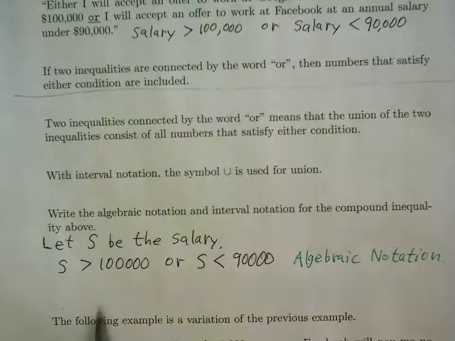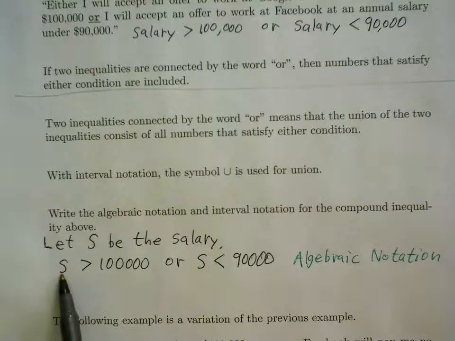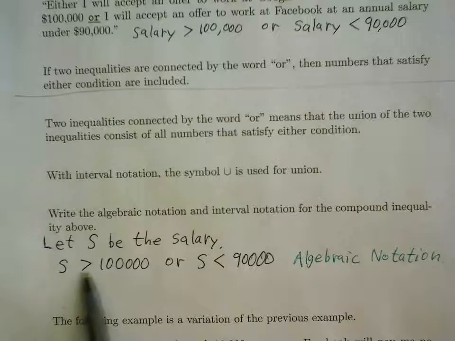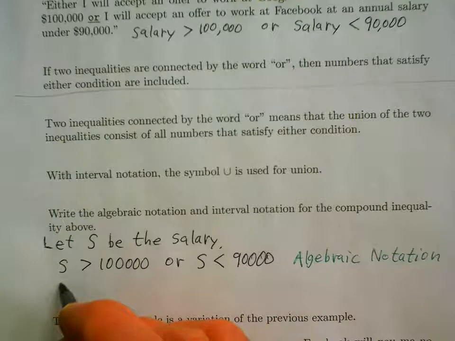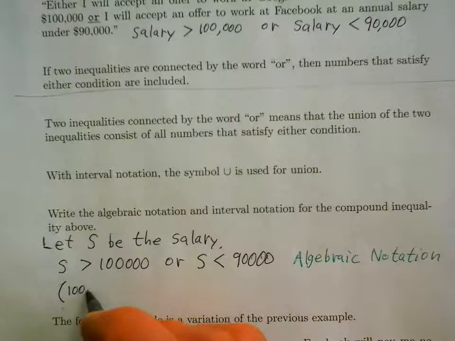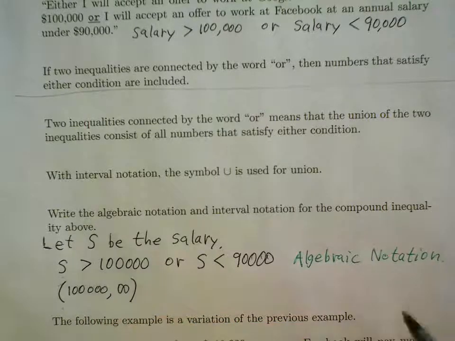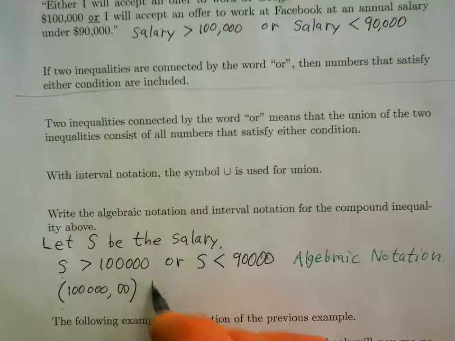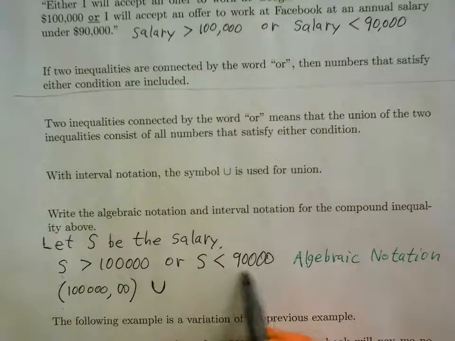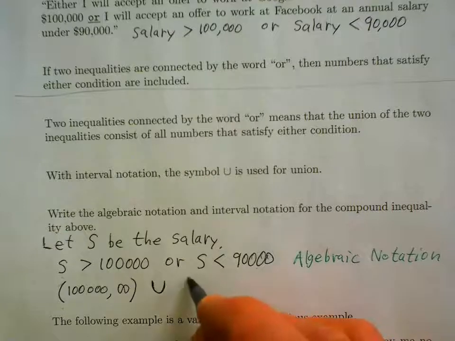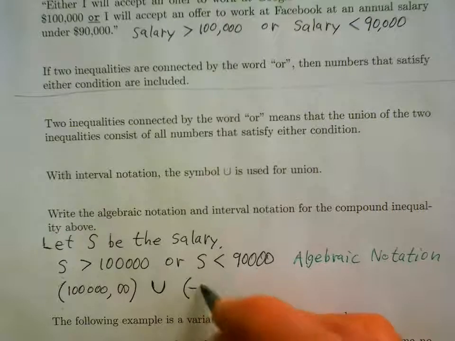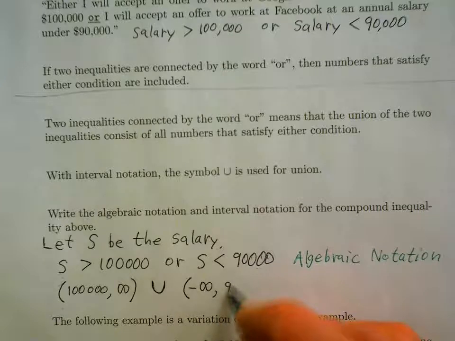Okay, the interval notation. If S is greater than $100,000, then we write parenthesis 100,000, comma, infinity. And then we have the union symbol. And then if S is less than 90,000, we put a parenthesis, negative infinity, comma, 90,000.